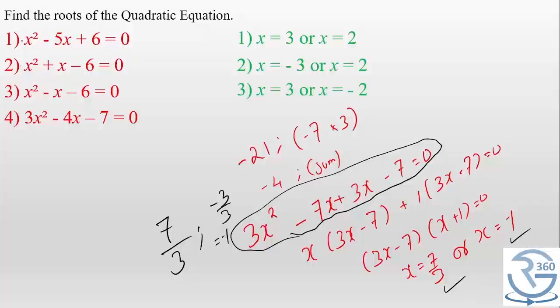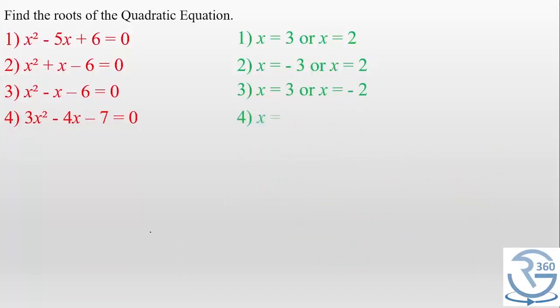Why am I not dividing over here? Because the coefficient of x square is 1 in this case. It's 3 in question number 4. So the roots are 7 by 3 and minus 1.